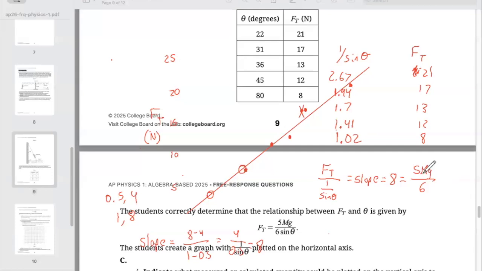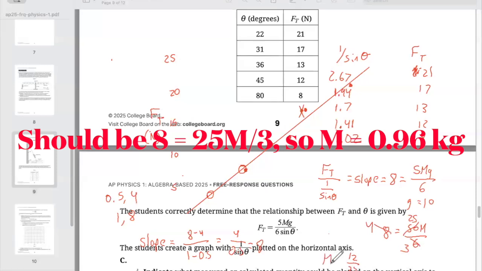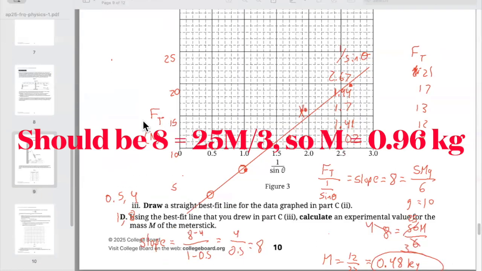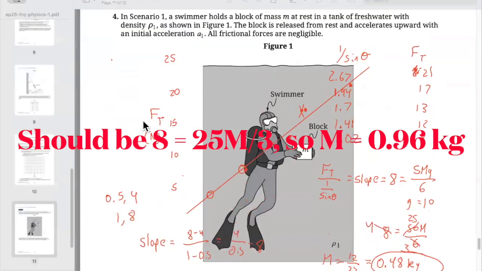So 5 mg over 6. g is 10, so 8 is equal to 50 m over 6. That's 25, 3, and 4. So 12 over 25 is my mass, which is 0.48 kilograms. There you go. So about 0.5 kilograms, give or take a little bit. They will give you a range of leeway for that too. All right.